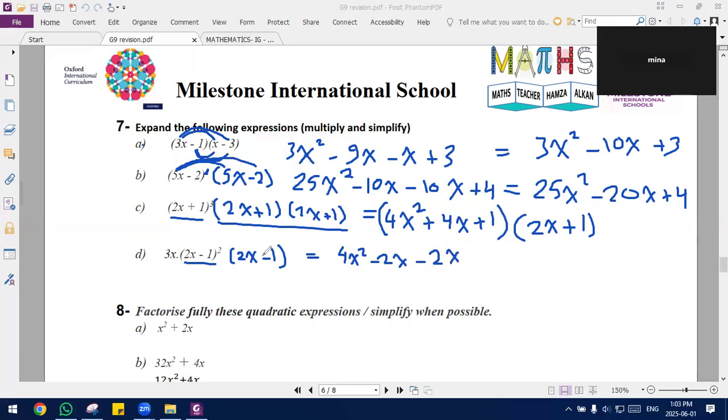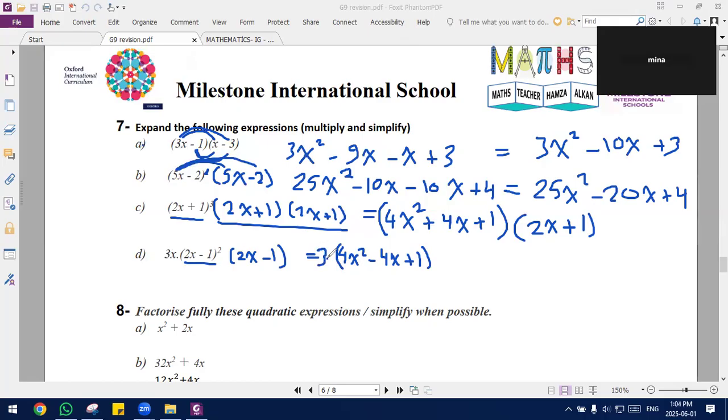Minus 1 times minus 1, that's just plus 1. Good. Now we simplify minus 2x minus 2x, 4x. What's the sign of it? Minus. Minus 4x plus 1.